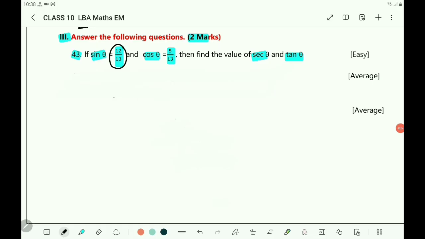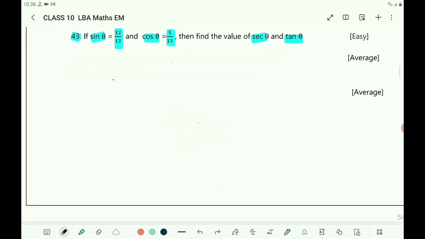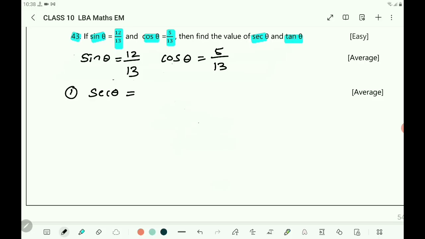So given that sin theta is equal to 12 by 13 and cos theta is equal to 5 by 13. Now first, write down sin theta is equal to 12 by 13, cos theta is equal to 5 by 13. First one is secant theta. Secant theta is equal to what? Reciprocal of cos. Directly you can write 13 by 5.